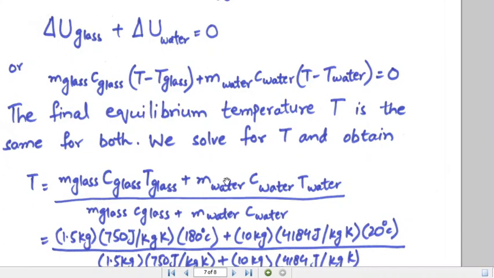What is not given here is the specific heat of water. We have also discussed the specific heat of water, which is equal to 4184 joules per kilogram per Kelvin. So putting all these values in, you can find the final temperature of this system.